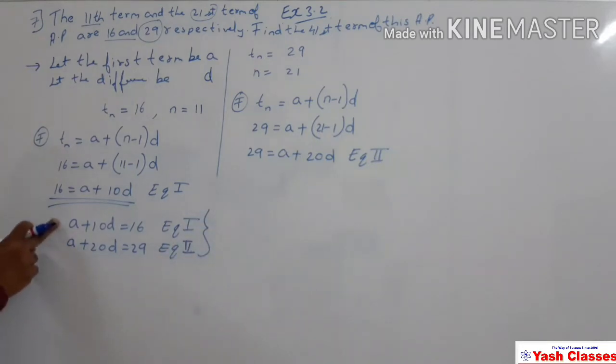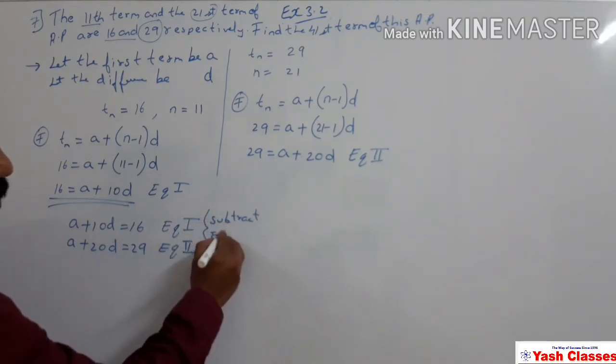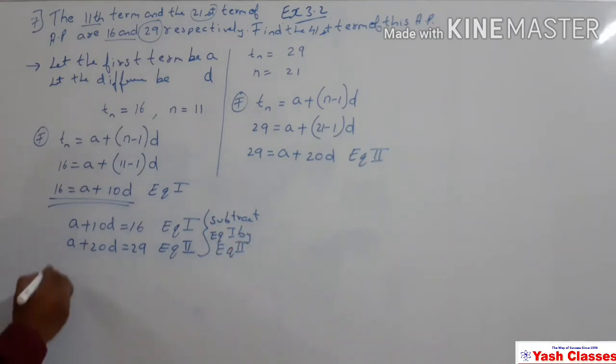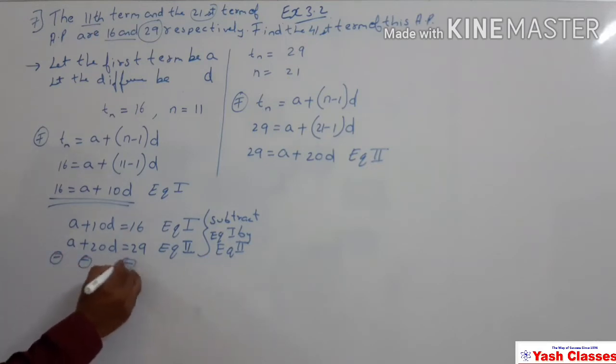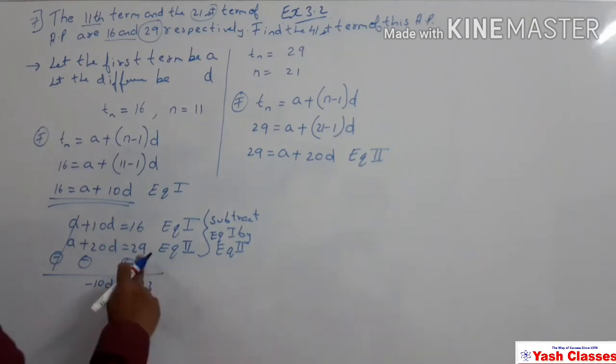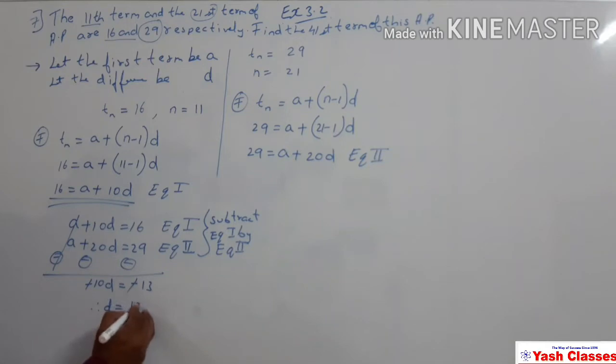Now here A is same and plus plus. So you have to subtract equation 1 from equation 2. Minus cancel. Minus 10D is equal to minus 13. 29 minus 16, 13. Minus cancel. Therefore D is equal to 13 upon 10. 10 means one number after the decimal point. Therefore D is equal to 1.3. Here you got D as 1.3.